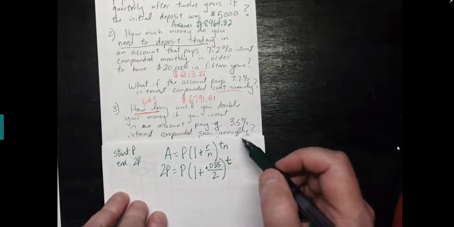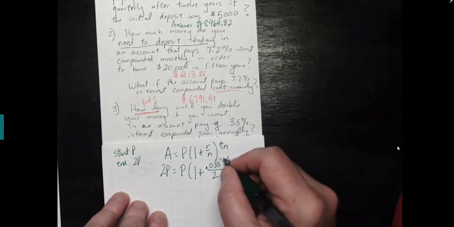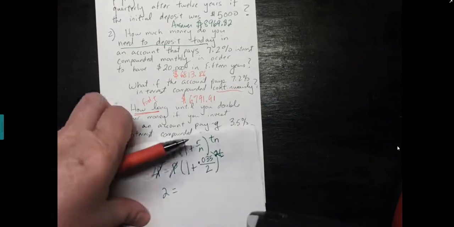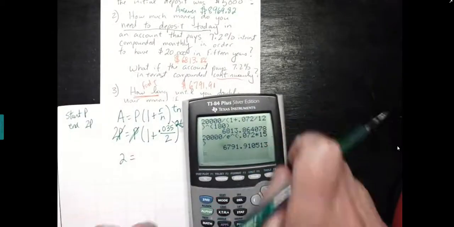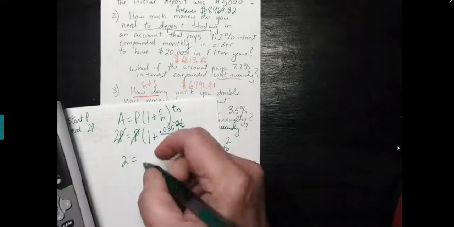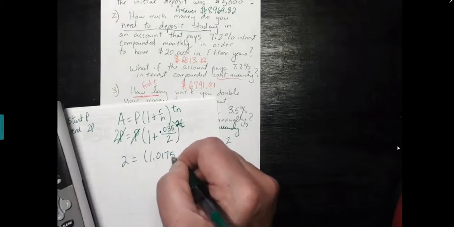And we're going to find T, and T times 2, I'm going to write that as 2T. Okay, so now the P's will cancel. And I'm going to be left with, and let's see what's inside there, 1 plus 0.035 divided by 2. It's not too bad, and don't ever round. Do not round until the very end.